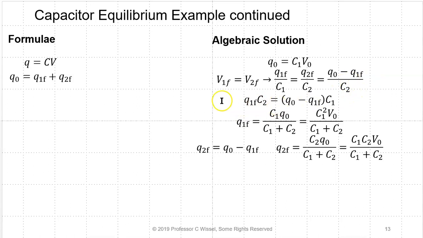Then we can do a little bit of algebra on this, and we see that Q1F times C2 equals Q0 minus Q1F times C1. Then we do some more algebra. Q1F equals C1 Q0 over C1 plus C2, and that equals C1 squared V0 over C1 plus C2. So Q2F equals Q0 minus Q1F. That's just turning it around. So Q2F equals C2 Q0 divided by the quantity C1 plus C2. That also equals C1 C2 V0 divided by the quantity C1 plus C2.